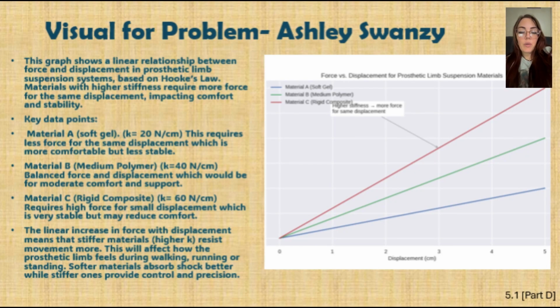This graph here is going to show a linear relationship between force and displacement in prosthetic limb suspension systems based on Hooke's law. Materials with higher stiffness are going to require more force for the same displacement, and it's going to impact the comfort and stability. Some of the key data points.